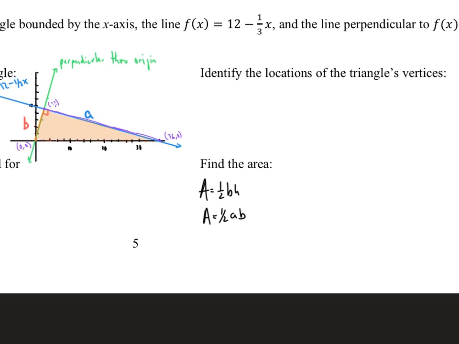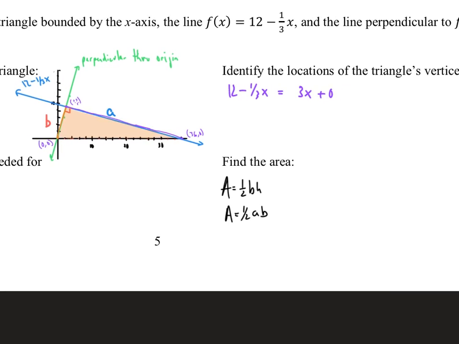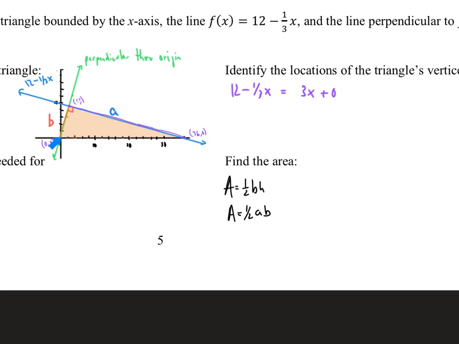So I'm going to locate the vertex of this. I guess I already found the other ones. Here's the origin, 36, 0, and then where this is. So I'm going to solve this equation. In order to find out where that point is, I'm going to say that 12 minus 1/3 x is equal to 3x plus 0. So what I'm doing is writing the equation of this line. Its slope is 3 because it's the opposite reciprocal of this, and its y-intercept is 0 since it goes through the origin, so 3x plus 0. Of course, I don't need that 0 there.